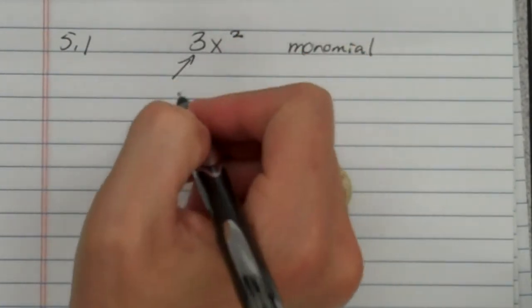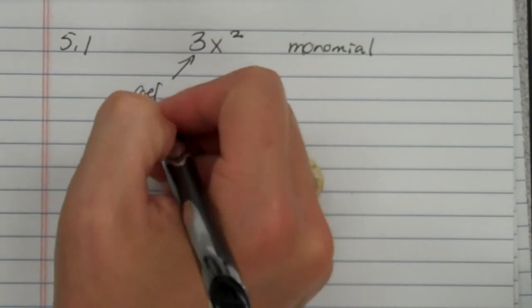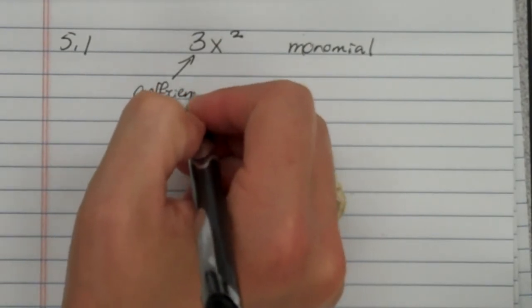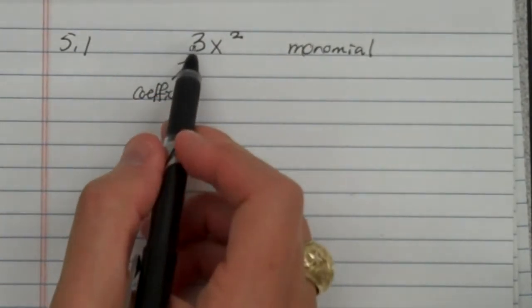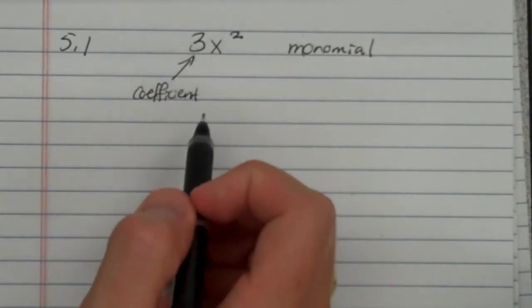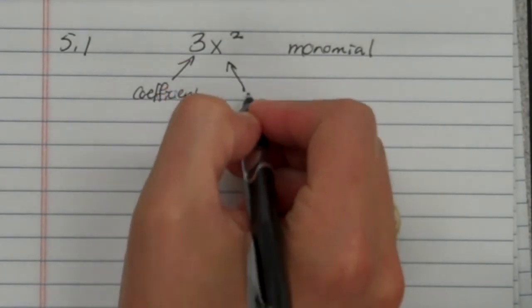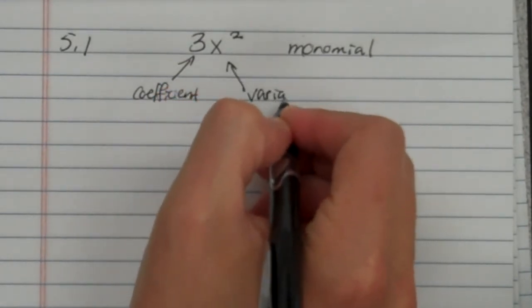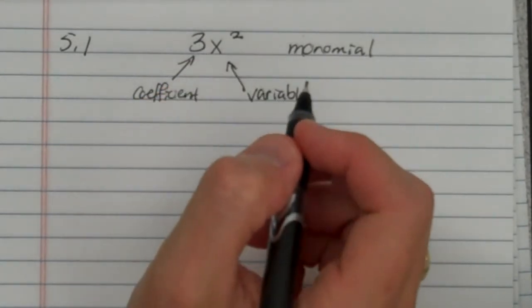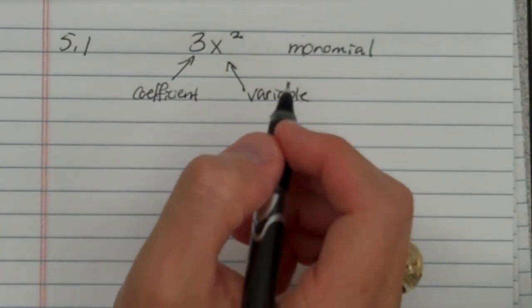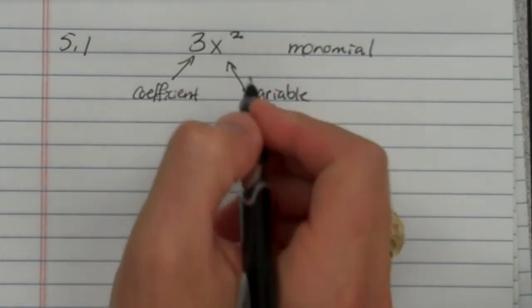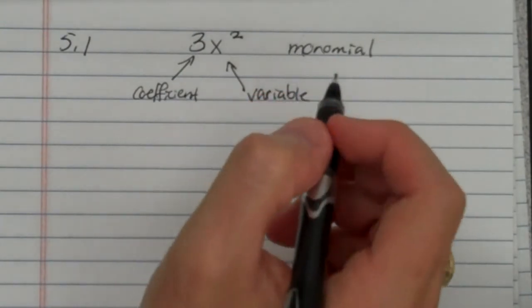Now this is called a coefficient. It is a number, it can be positive or negative, that is in front of the variable. We're going to be talking a lot about coefficients. This is a variable. We like to use letters. Sometimes we'll use Greek letters, but usually not. Just A through Z will do.